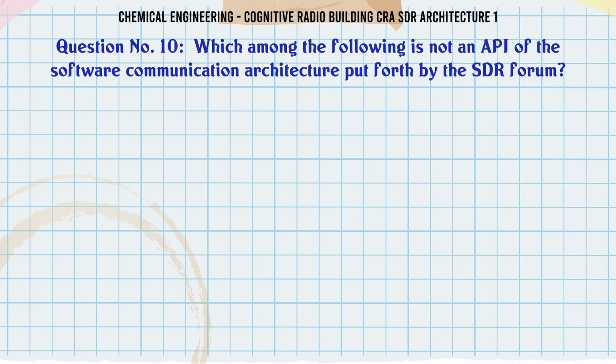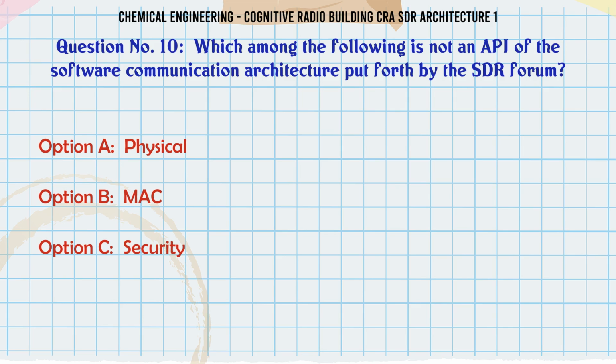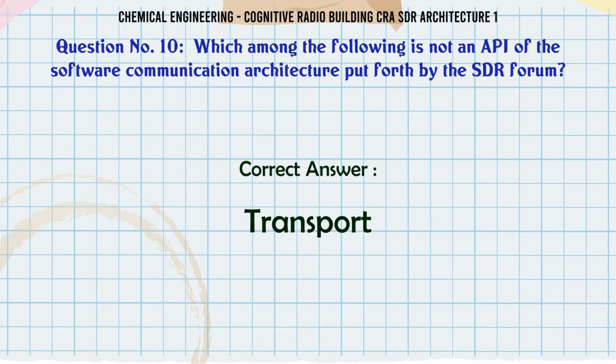Which among the following is not an API of the software communication architecture put forth by the SDR forum? A. Physical. B. MAC. C. Security. D. Transport. The correct answer is transport.